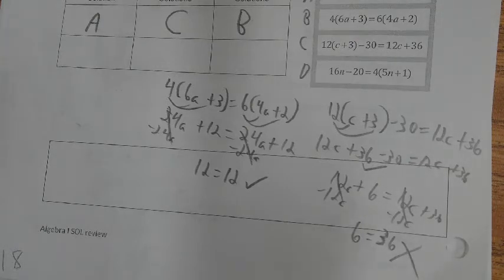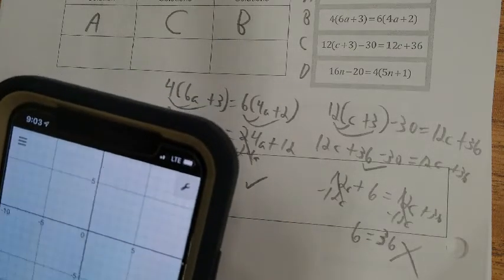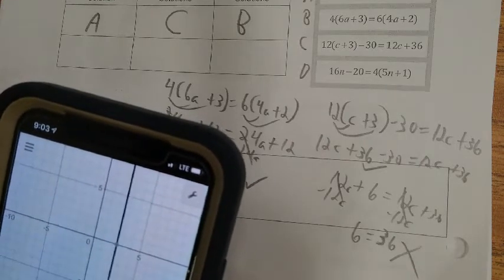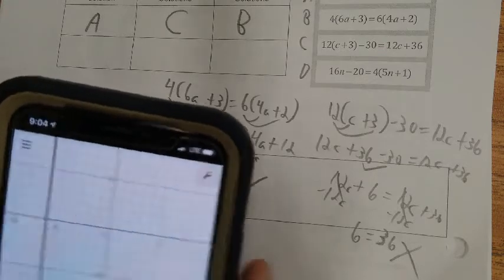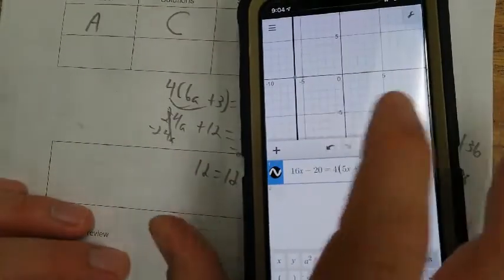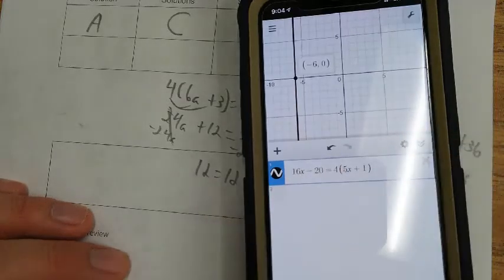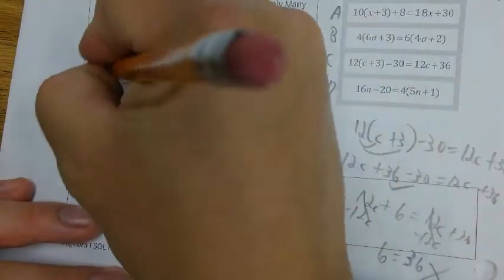So 16, instead of n, I'm going to type in x minus 20 equals 4 parentheses 5x plus 1. Okay, if you type that in, it does give you in line that x will equal negative 6. So that is one solution. So this is what your final answer should look like.